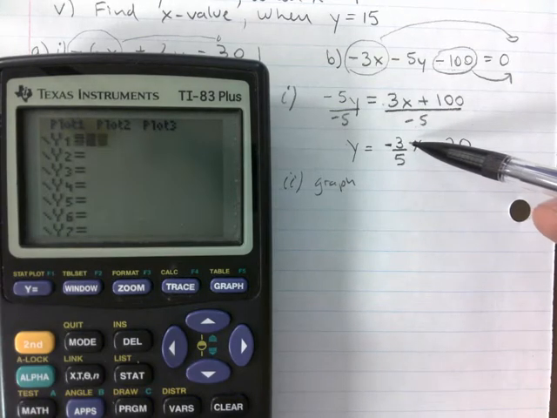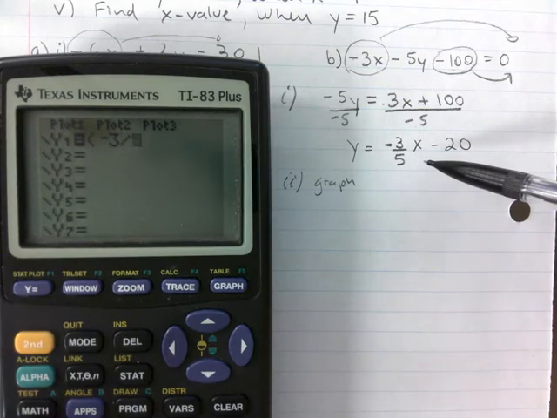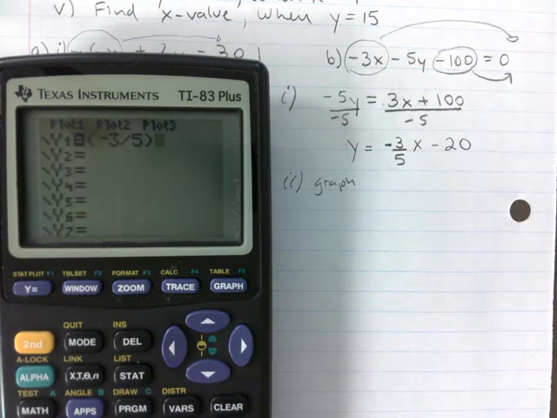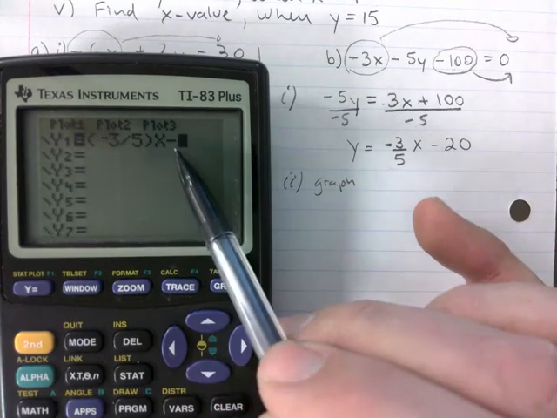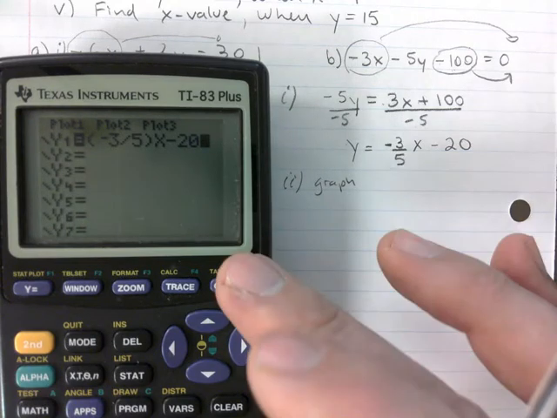I'm going to use bracket, negative 3 like that with the negative button, divided by 5, close bracket. So I'm entering the slope inside brackets, and then you press the X,T,theta,n button, minus. Here you use the subtract. It's only the leading one that gets the negative. The second one gets the subtract. And then we hit graph.